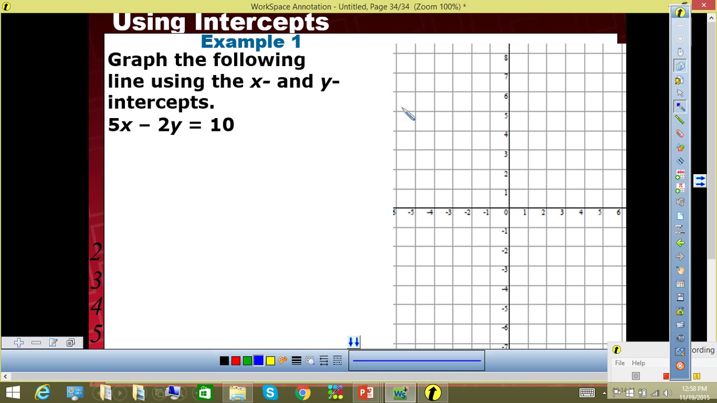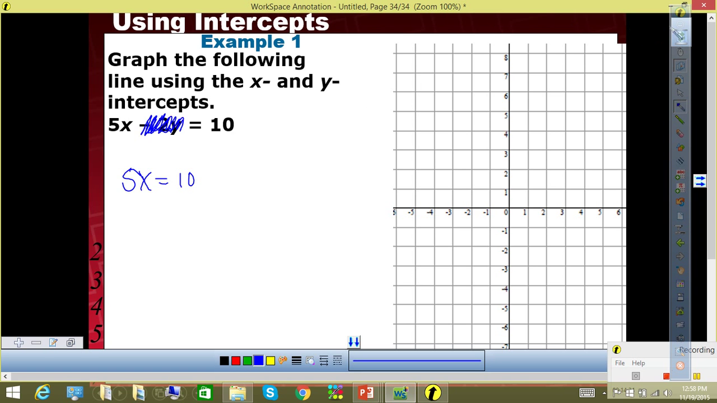Okay. So if you notice, he's trying to cover up the y. Did everybody see that? So what do you see that's left? 5x equals 10. Thank you, assistant. We got it. Nice job.